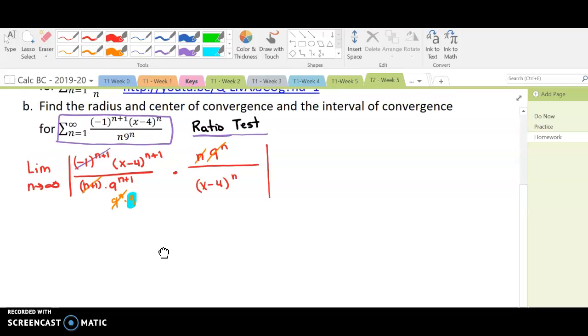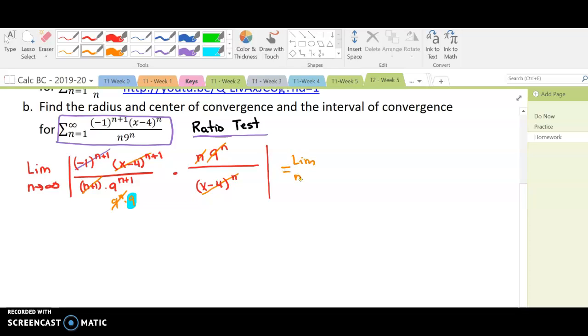Similarly, in the numerator, we have an x minus 4 to the n, canceling with x minus 4 to the n. What's left is the limit as n approaches infinity, and we'll have to write that each time to get full credit. Well, this 1 to the power of x minus 4 didn't cancel, so we have x minus 4 in the numerator, and we just have a 9 that didn't cancel out in the denominator. Absolute value of all this is less than 1.